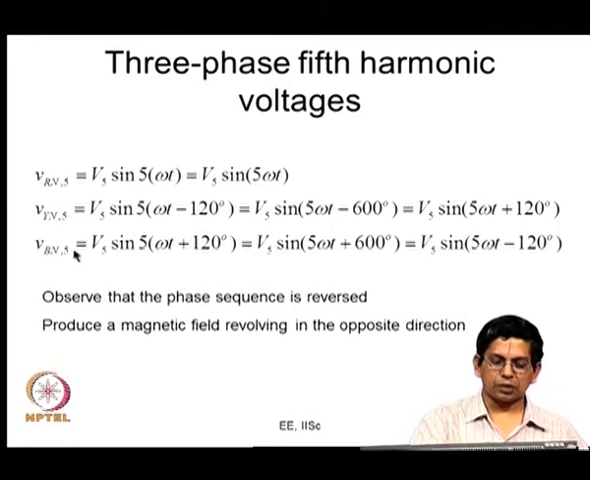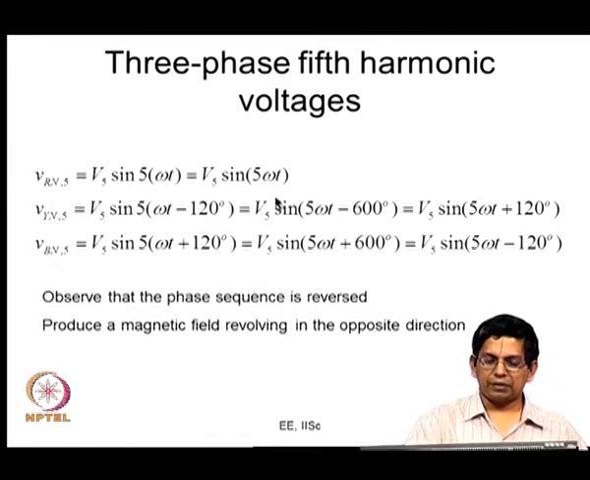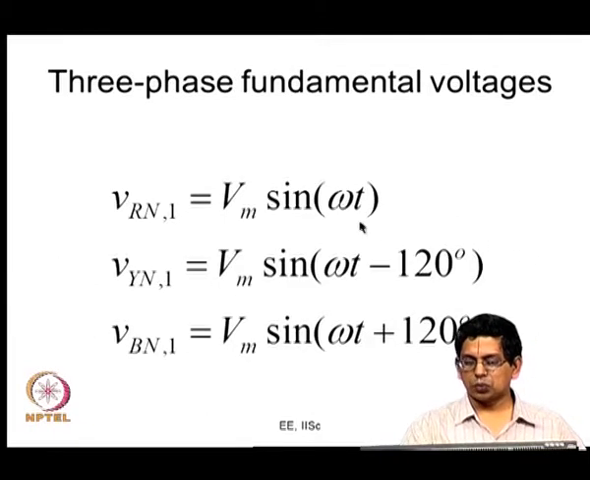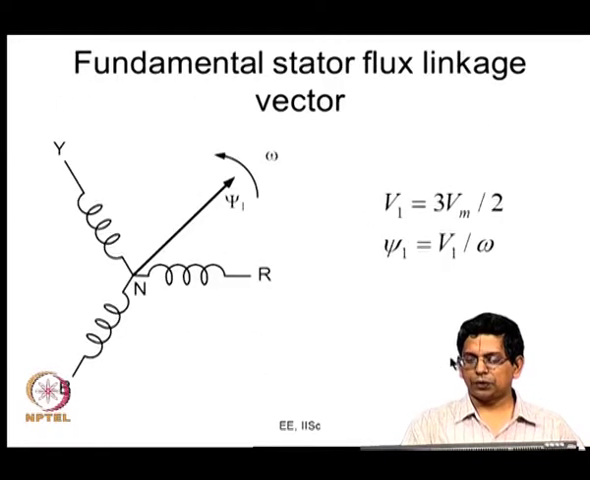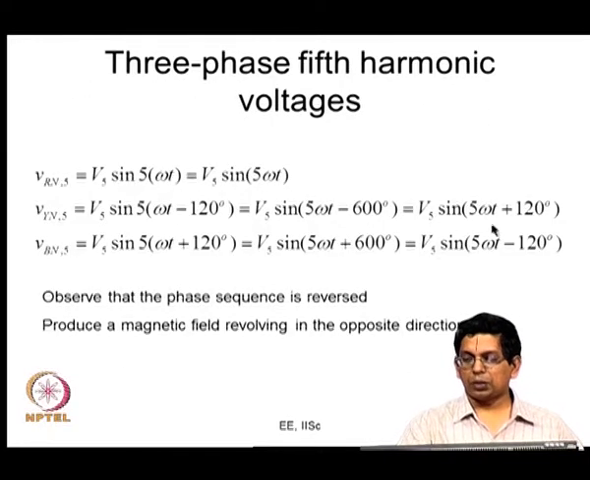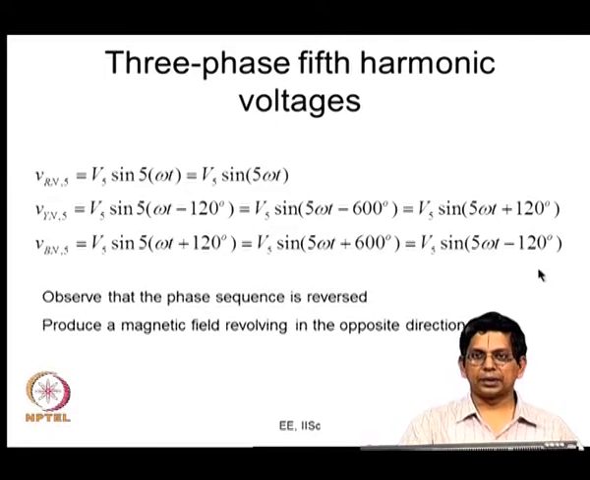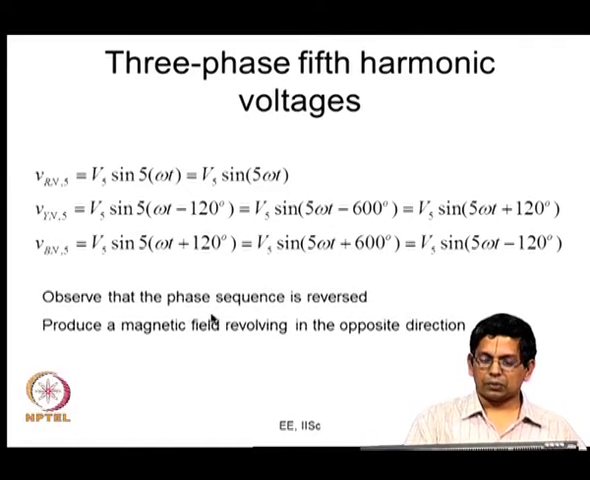So, this is the fifth harmonic. As I told you the other day, for this fifth harmonic the sequence is now reversed, whereas for the fundamental, if you look at the sequences, it is omega t minus 120 and omega t plus 120, whereas for the fifth harmonic, it is omega t plus 120 and omega t minus 120, the sequence is reversed. As I mentioned before, if the sequence is reversed, what happens? The magnetic field it produces is in the opposite direction.